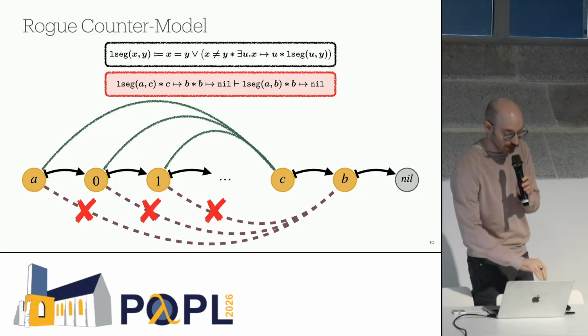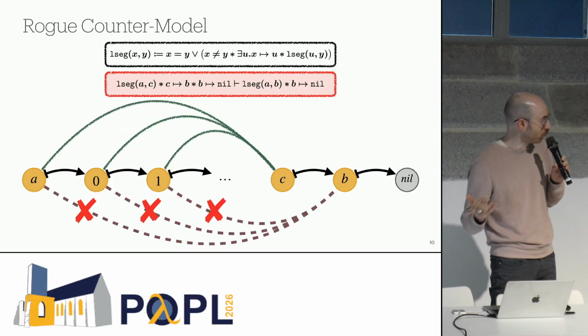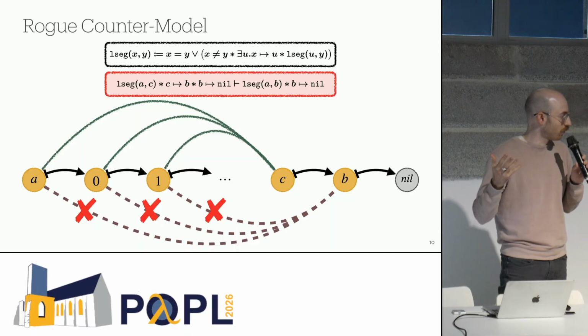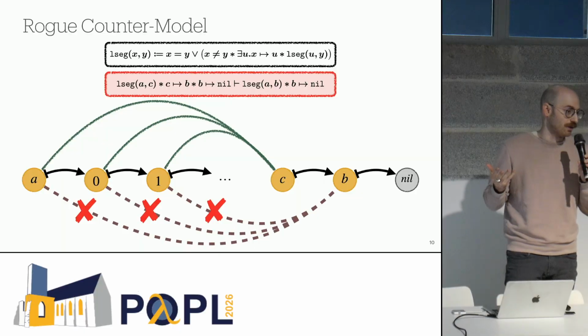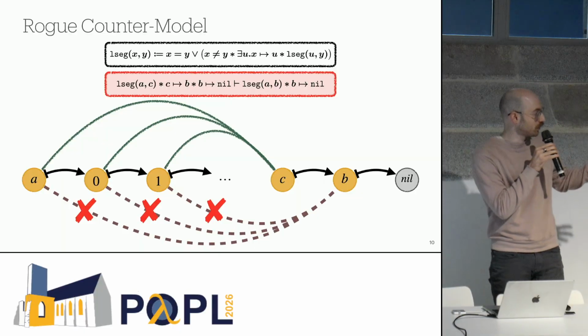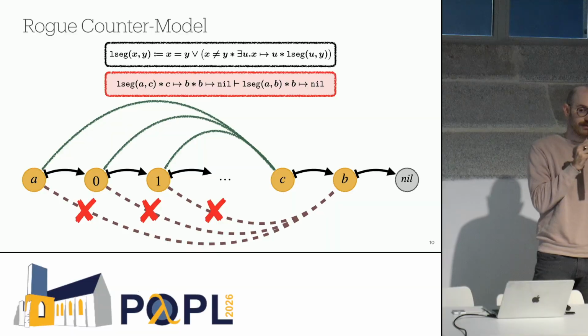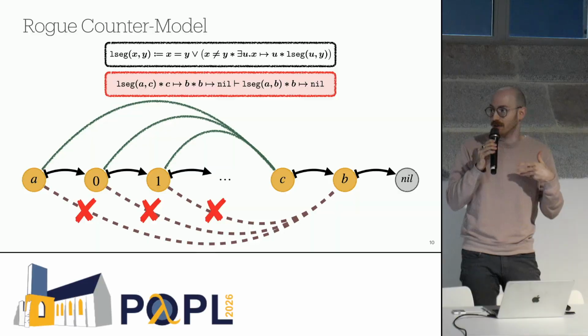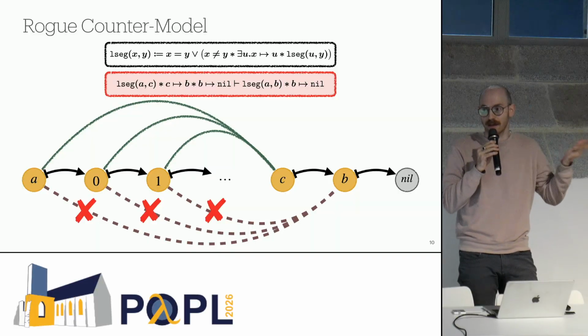And conversely, we have none of these relations. So there's no LSeg A B, no LSeg 0 B, and so on. And this is also fine, right? These relations won't exist in a least fixed point, so they don't have to exist in any fixed point. It's not the greatest fixed point, it's just some fixed point.